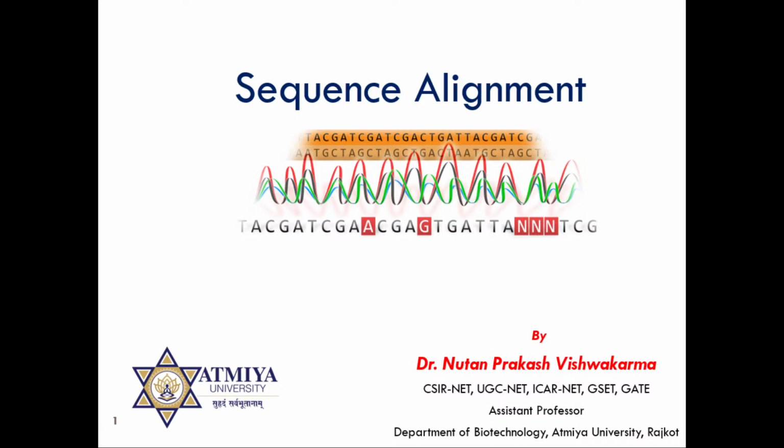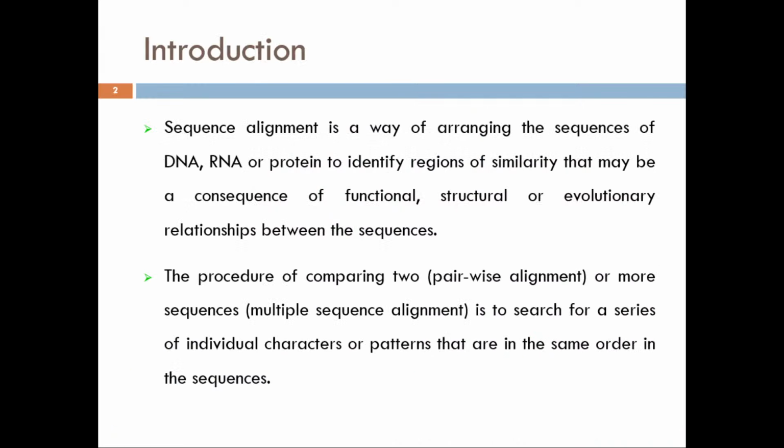What is sequence alignment? See, the definition of sequence alignment is a way of arranging the sequences of DNA, RNA or protein. Why do we arrange? Why do we align? So that we can identify the regions of similarity.